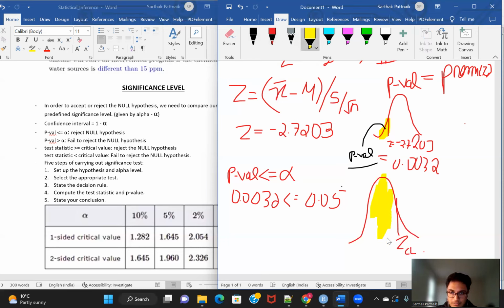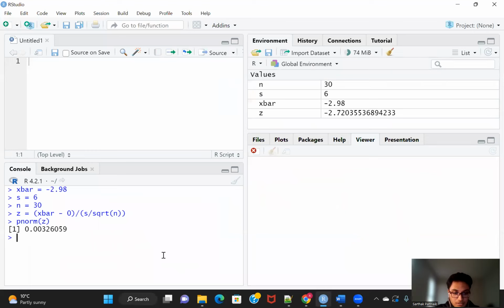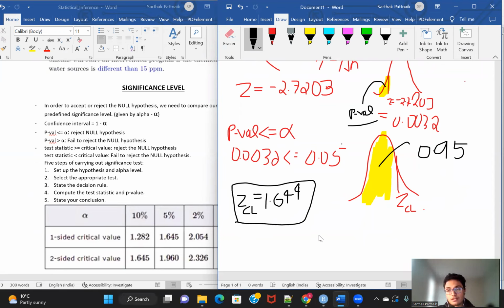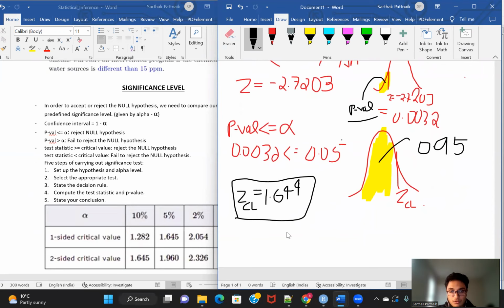This right here is 95%, so this right here is 0.95. I'll go back to my R. I'll say q norm of 0.95 and I'll get 1.644. So my Z critical comes out to be 1.644. And you now have to compare this Z critical value with my test statistic.